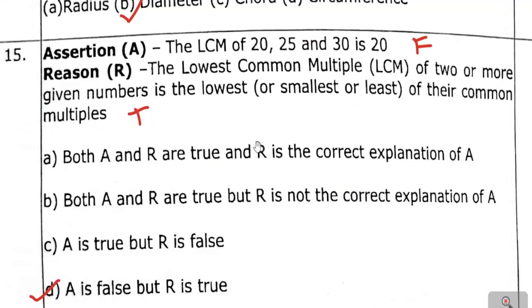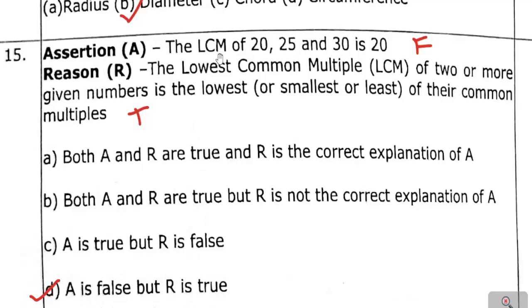The 15th question, assertion and reason type of question. The assertion is LCM of 20, 25 and 30 is 20, and the given reason is the lowest common multiple, that is LCM of two or more given numbers is the lowest or smallest or least of their common multiples. The answer is D is the correct answer. A is false but R is true.